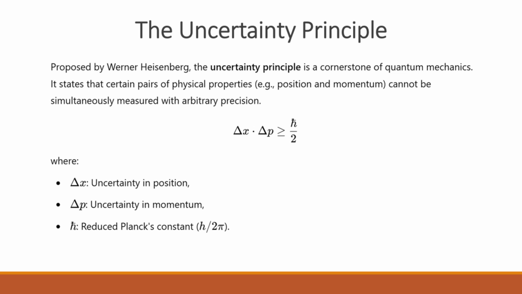This principle is represented by the inequality. The product of the uncertainty in position and the uncertainty in momentum is always greater than or equal to a constant value, known as the reduced Planck's constant divided by 2. This principle challenges our classical understanding of measurement and underpins the inherent limitations of observing quantum systems.